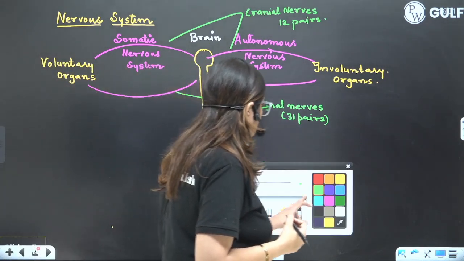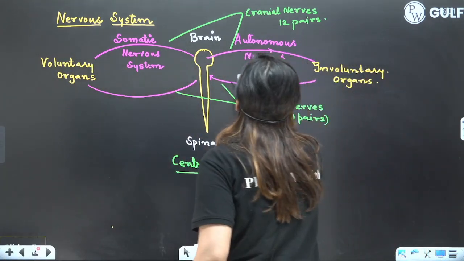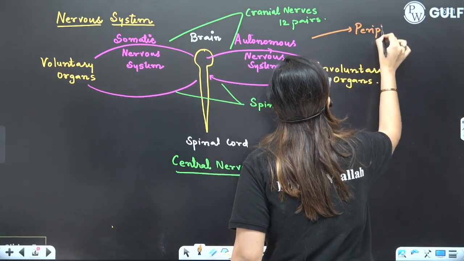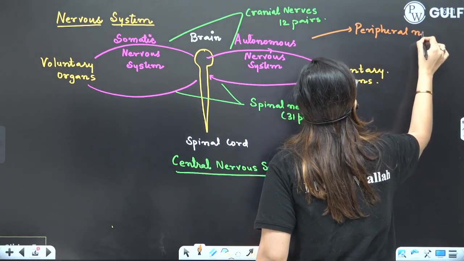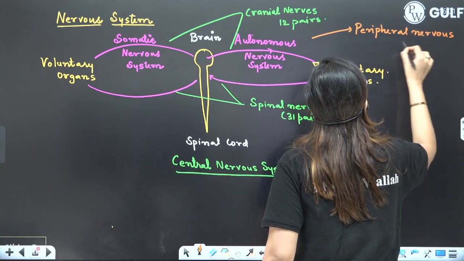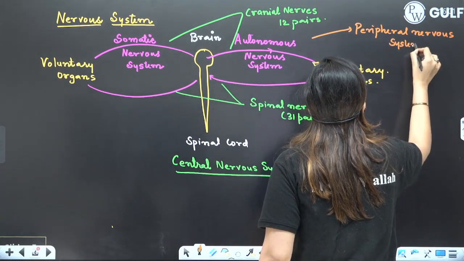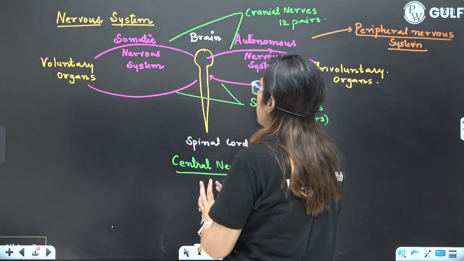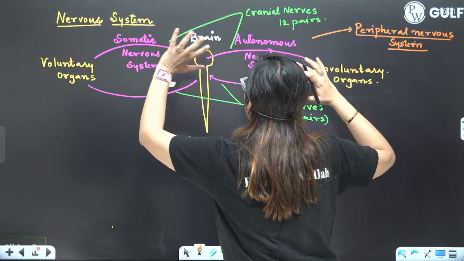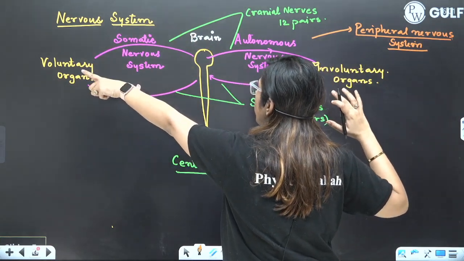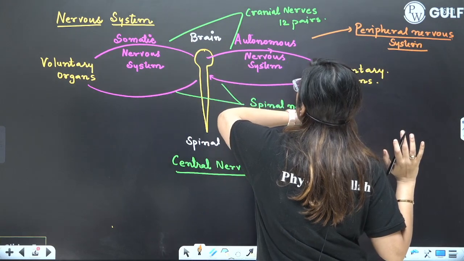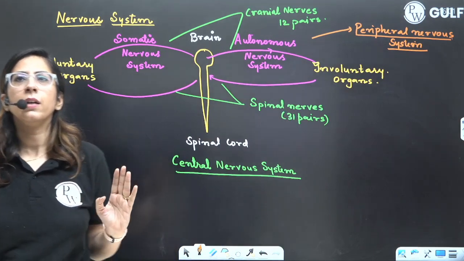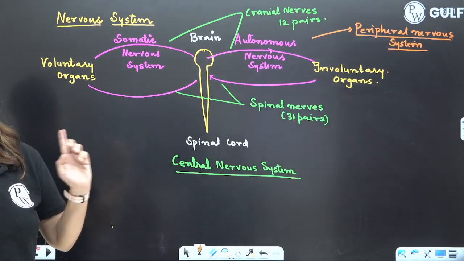So when I'm saying the somatic nervous system or the autonomous nervous system, they both are part of the peripheral nervous system. Now listen to this point, guys, very carefully. There is a central nervous system and there is a peripheral nervous system. The peripheral nervous system includes your somatic nervous system, which deals with the voluntary organs. When we say autonomous, that means we are talking about the involuntary organs. So the points are clear, guys, different names related to the voluntary and involuntary structure.